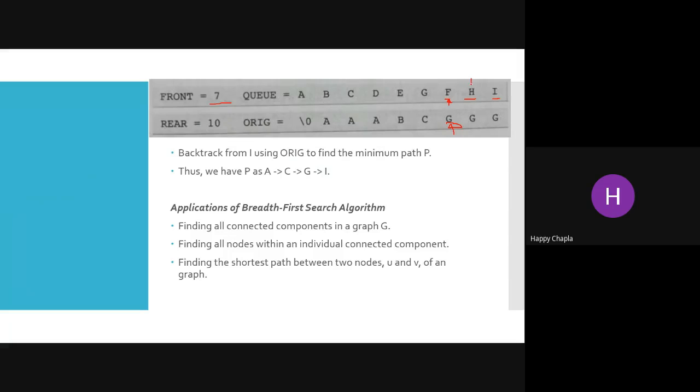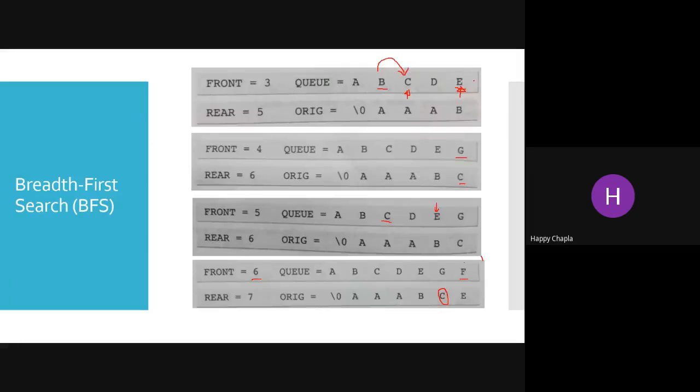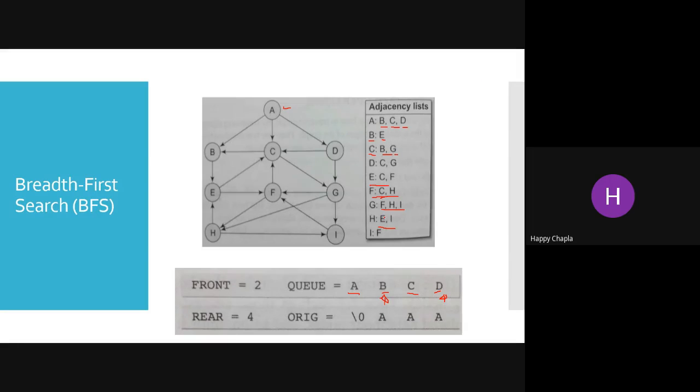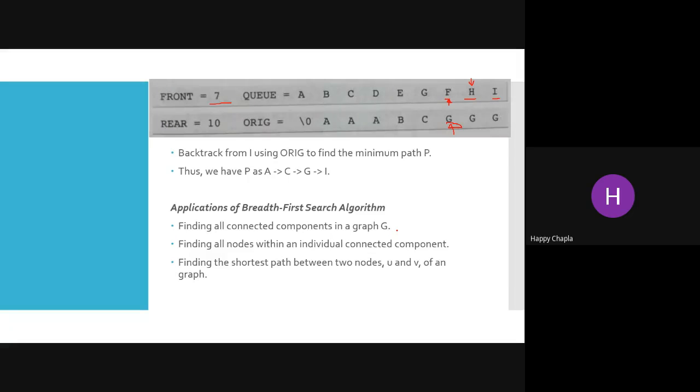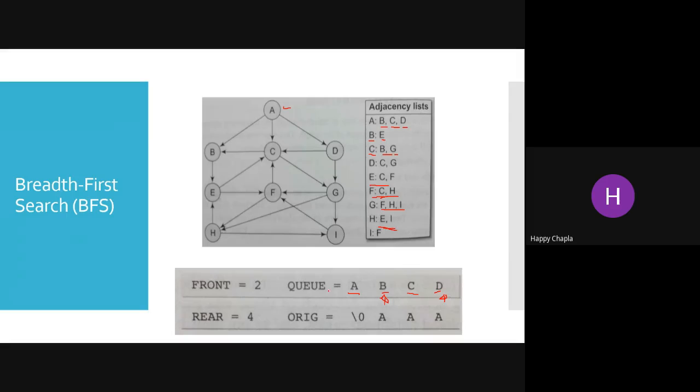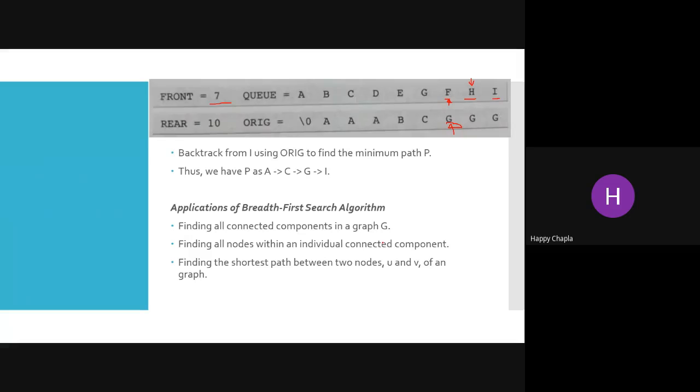Now go towards the next one, that is H. So H is also taken, E and I. We have already visited those nodes, so no need to take them. And last we have to visit this I. So what is the adjacent list of my I? That is F. So F is also visited. Now backtrack from I using origin to find the minimum path of T.